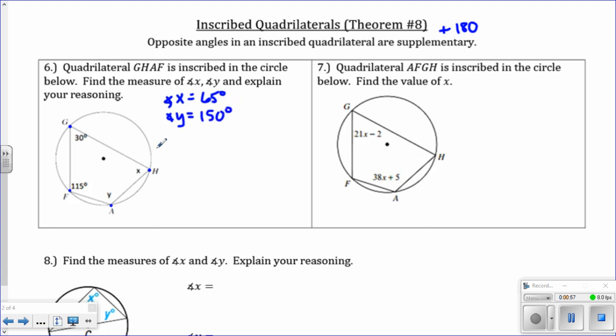And to explain, you're really just stating the theorem. Opposite angles in an inscribed quad are supplementary.